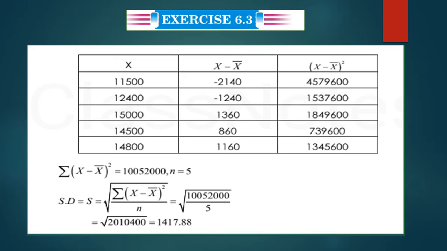Now x minus x bar whole square means minus 2140 multiplied by minus 2140. These are multiplied twice, so these are the data. After that, summation x minus x bar whole square means these are the values. So n is equal to 5, so standard deviation is equal to these values divided by n, which is 5, by taking the square root. After taking the square root, the answer is 1417.88.